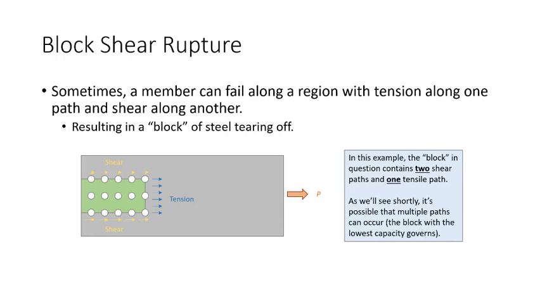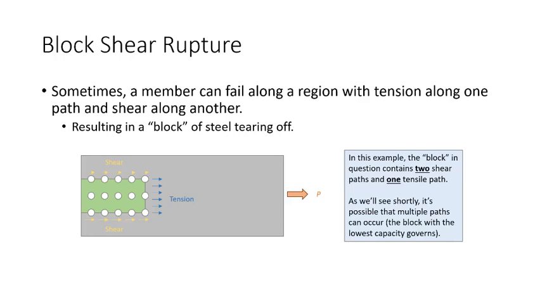Okay, so this is sort of a more schematic view of what we're talking about. What ends up happening is that under tensile and shear failures, we can sort of have a block of steel that kind of rips out of the member. So that's why we call it block shear.